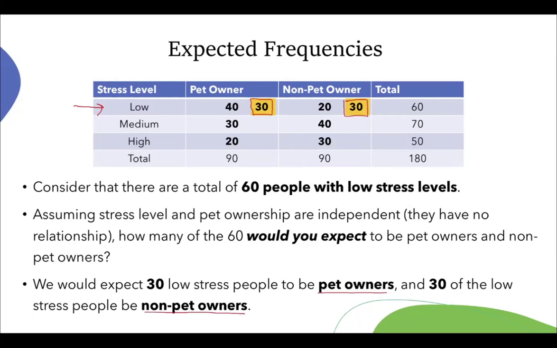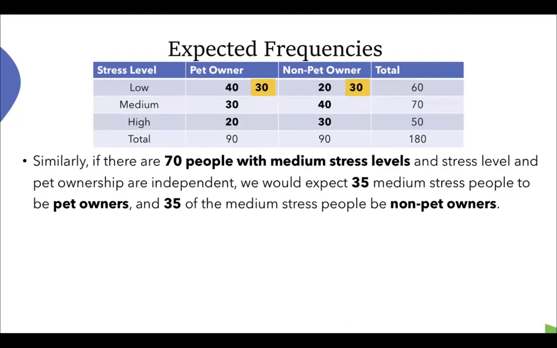Now I'm going to do that with the medium stress level as well. In the medium stress level category, we have 70 people in total. That's coming from here, and that's the sum of 30 and 40. But if we have complete independence between stress level and pet ownership, then how many of those 70 would you expect to be pet owners and non-pet owners? Well, splitting it in half, we would expect about half to be pet owners and half to not be pet owners, and that would make 35 and 35. I'm going to put those here and here.